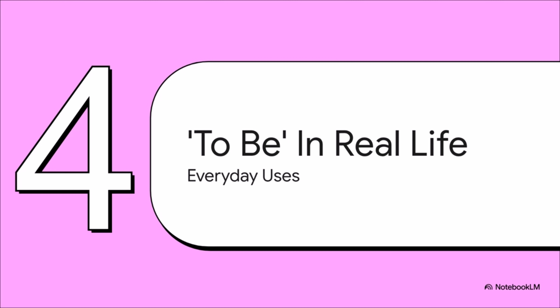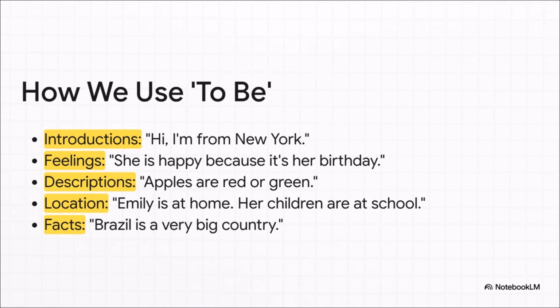So, we've covered the rules and the shortcuts, but where does this all fit in? Let's look at the common everyday situations where to be is something you just can't live without. I mean, really think about it. You use it for introductions, to talk about feelings, to describe anything and everything from fruit to people, to say where things are, and to state basic facts about the world. You literally can't have a normal conversation without it.